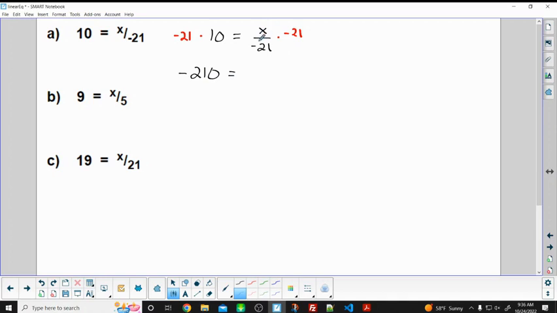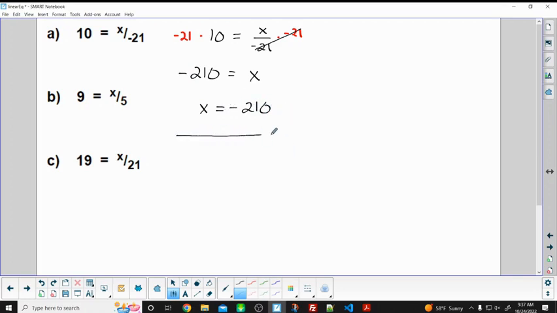X divided by negative 21 and then multiplying by negative 21, those two undo each other and leave me with x over 1, or we don't write it that way, we just write it as x. So let's go ahead and flip this so we can say x is equal to negative 210. You could leave your answer like this or like this, it doesn't matter. I like to flip it and say x is equal to negative 210.